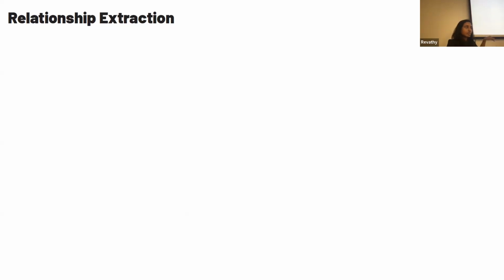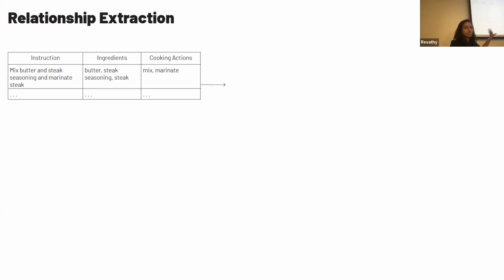Next, given we extracted these two entities, we need to look into their interactions. So we have an instruction, we have an ingredient, we have the cooking actions. We might think that the problem is solved, but there are multiple cooking actions involved in a given instruction itself. So the word mix here is performed on butter and steak seasoning, and the marination is performed on steak. So how do we extract these interactions and dependencies?